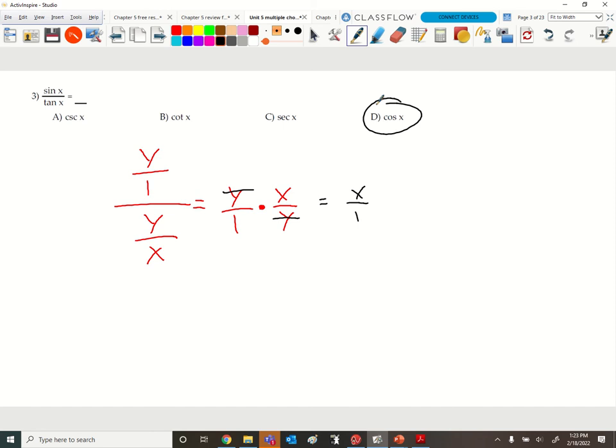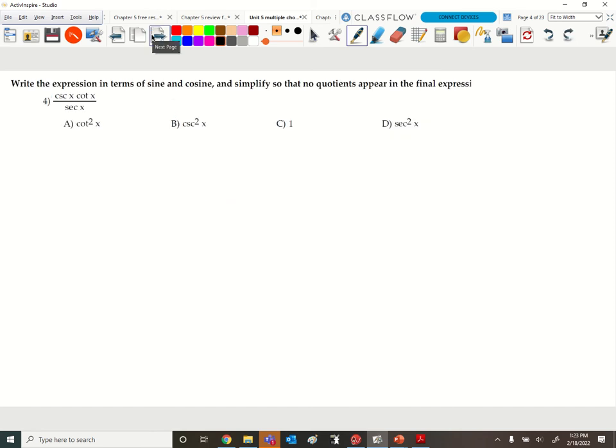Now, let's keep going. Number 4. Write the expression in terms of sine and cosine, simplify, so that there is no quotient. So I'm going to start off by translating this into x, y's, and r's. So, cosecant. What does cosecant represent? 1 over y. Very good. It's 1 over y times cotangent. What is cotangent? X over y. Very good. So x over y. And the bottom of this says secant. And that is 1 over x. Very good.